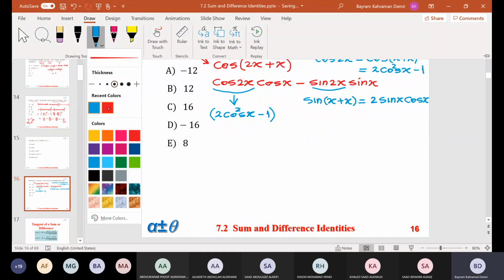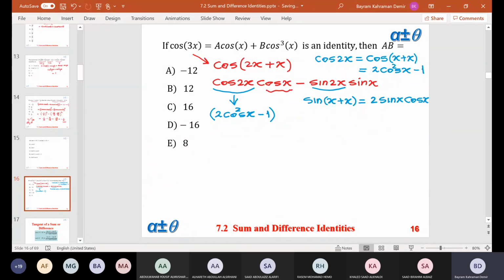Now let's write it again with my red color. When you multiply with cosine x, Shabab, what happens? 2 cosine cube of x minus cosine x. And when you multiply with sine x here, you will get minus 2 sine square x times cosine x.